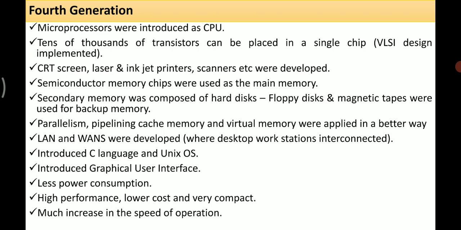Semiconductor memory chips, like your RAM and ROM, were used as the main memory. There were secondary memories, composed of your hard disk, floppy disk, or magnetic tapes. They were used as backup memory in order to back up the data. So your floppy disk and the magnetic tapes were used.